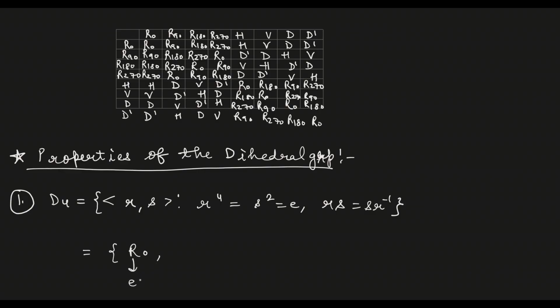R0 is R identity, R90 is the first rotation, R180 is R square, R270 is R cube, H and V are R square.